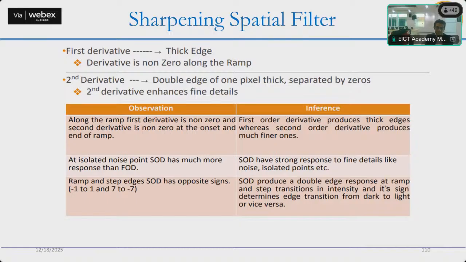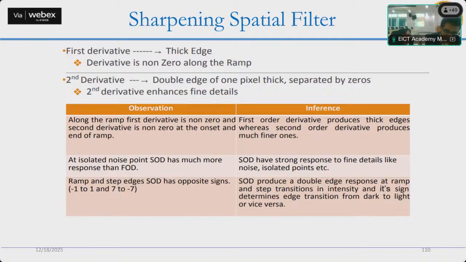Ramp and step edges have opposite sign. About the inference: the first order derivative produces thick edges, whereas the second order derivative produces much finer ones, as we have discussed. The second order derivative has a strong response to fine detail. So it depends: if your image is, for example, a facial image for facial expression, then you use a second order derivative for the finer details.